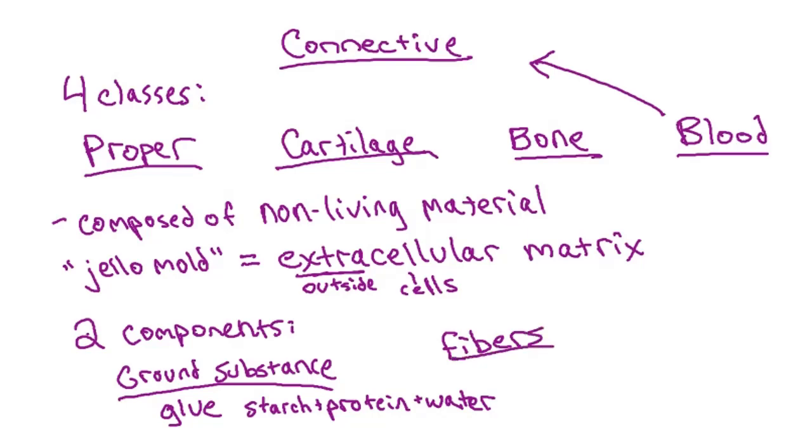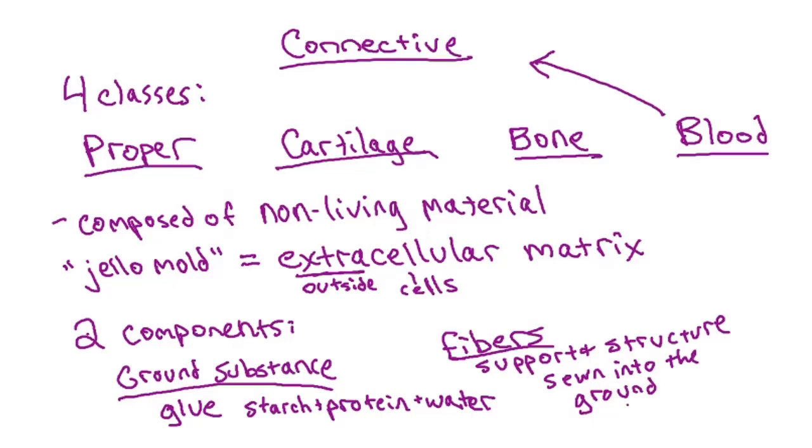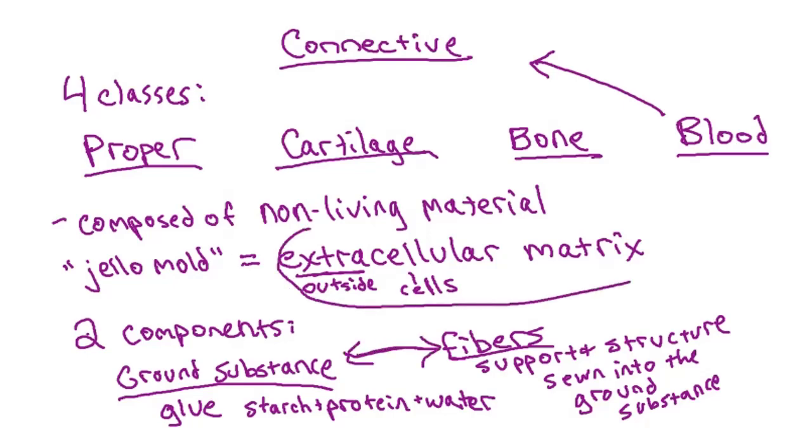So fibers, that's just fibers, and they support and provide structure. And they're kind of like melted in or sewn into the ground substance. And because the ground substance, you need it because what does the ground substance do? It's the glue. So the ground substance is the glue that holds all the fibers together, and between the two of them, they make up the extracellular matrix.